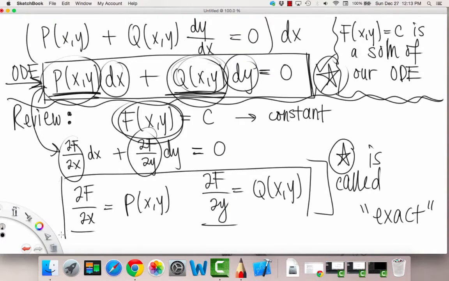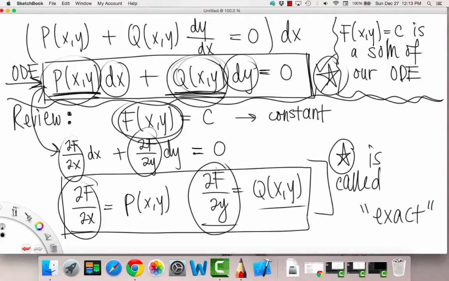But sometimes this is not the case. Sometimes the problems are easy and we can just make sure that P of x,y is equal to the partial derivative of f with respect to x, and Q of x,y is the partial derivative of f with respect to y.